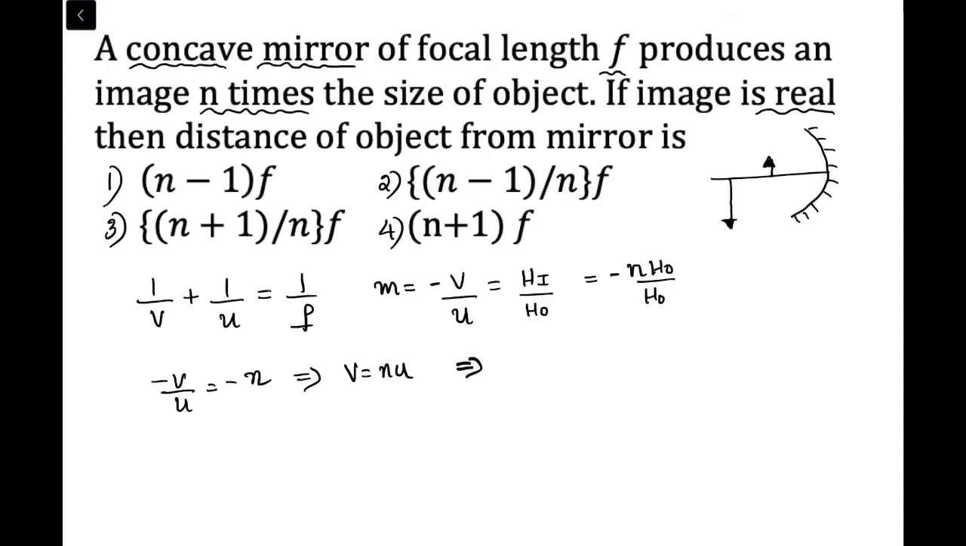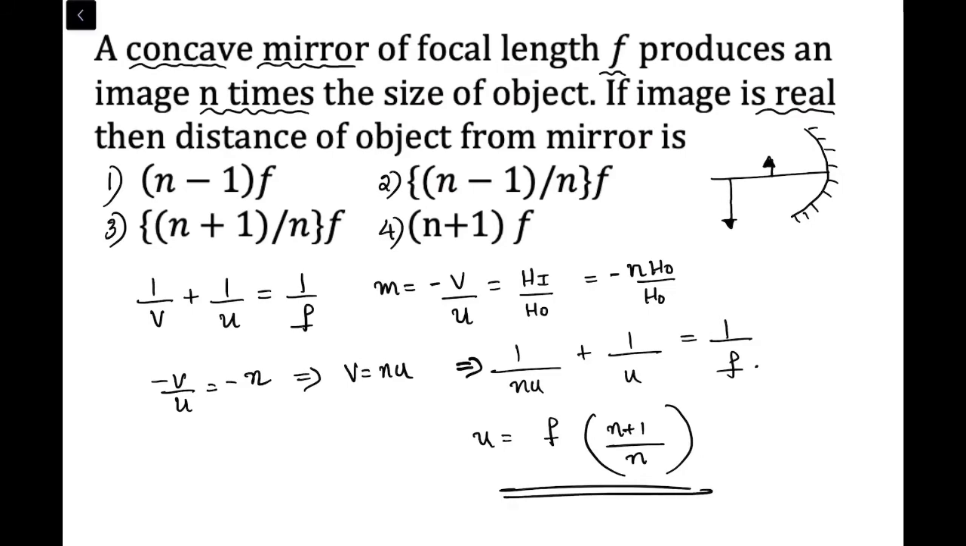That means 1/v = 1/(nu) + 1/u = 1/f. Solving this, since the question is to calculate u only, we get u = f(n+1)/n. That's how we can solve this question.